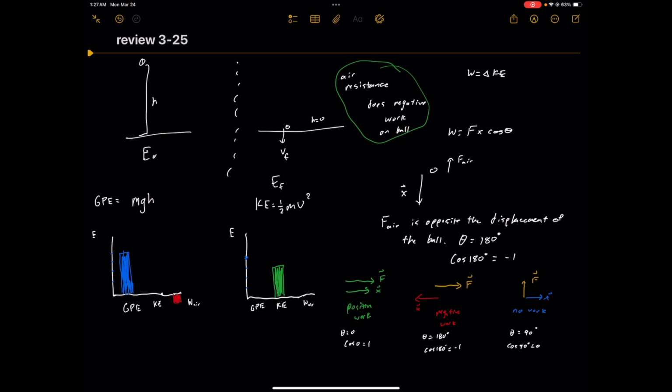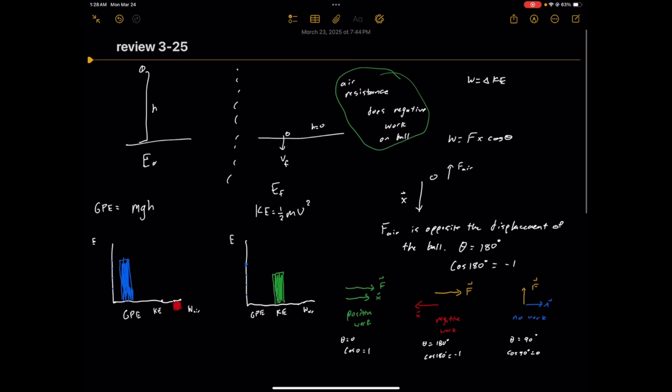Now, there's two ways to think about why it's negative, right? I know it seems like common sense, but it's important to understand the underlying physics. So there's two ways you can look at it. One is just by looking at the definition of what work is, right? So the work done on an object is Fx cosine theta. But another way is by looking at the work energy theorem, right? So here I write out the work energy theorem, W equals delta KE, right? So the change in kinetic energy of the ball, that's going to be the work done by the air resistance.